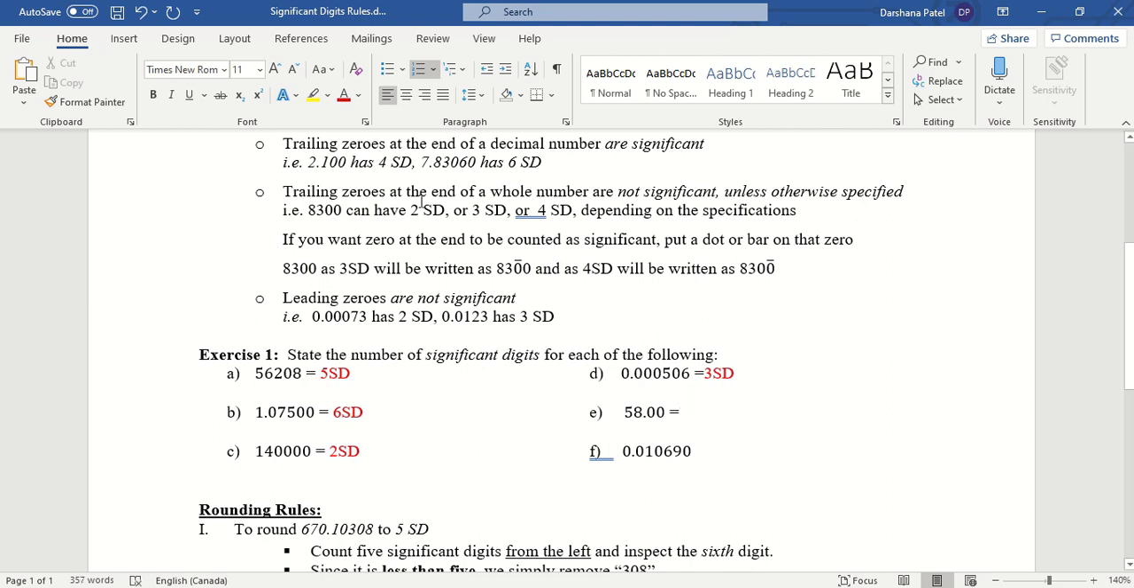For 58.00 now, because the decimal is there, the zeros at the end will also count. The trailing 0 will count. So in total, we will have 4 significant digits. And for this one then, 0.010690, the leading zeros will not count. The number has a decimal in it. So once we hit 1, we count all numbers after that. So 1, 2, 3, 4, 5. So we'll have 5 significant digits.